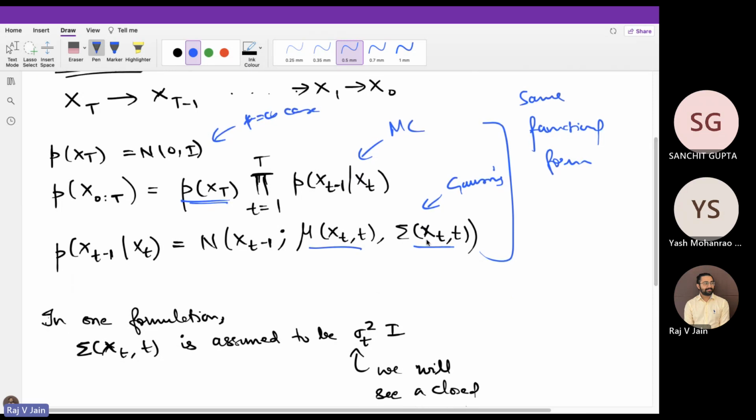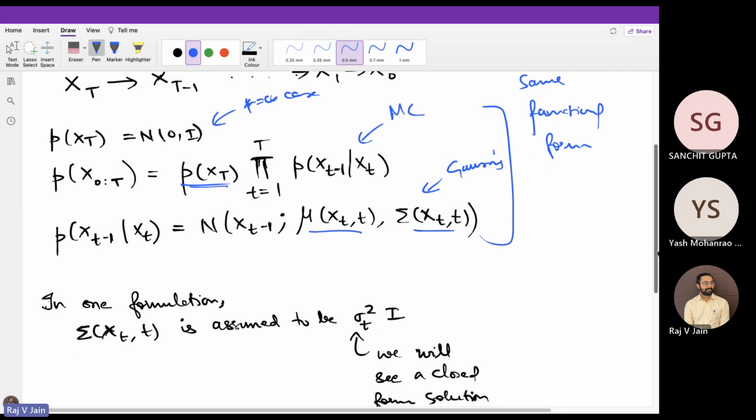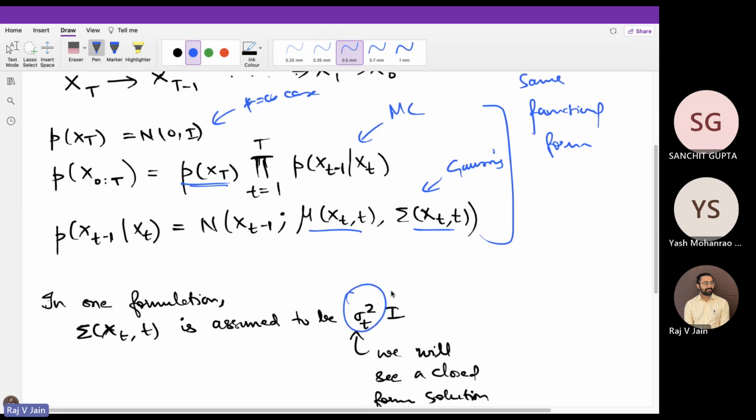What they've said is they keep this sigma of xt comma t assumed to be some sigma t squared I. We will see how to compute this in closed form. We'll actually get a closed form solution for this. What should be the ideal sigma squared t? They've also tried to learn this, but they came to this solution which worked for them. So we'll just use that and move ahead.